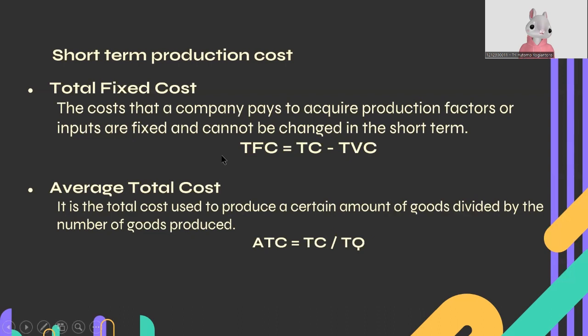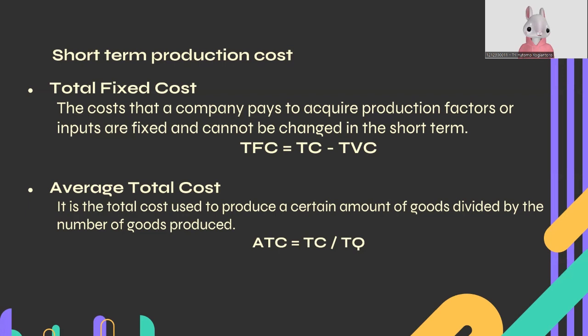Next is total fixed cost. The cost that a company pays to acquire production factors or inputs that are fixed and cannot be changed in the short term. To calculate total fixed cost, TFC equals TC minus TVC.